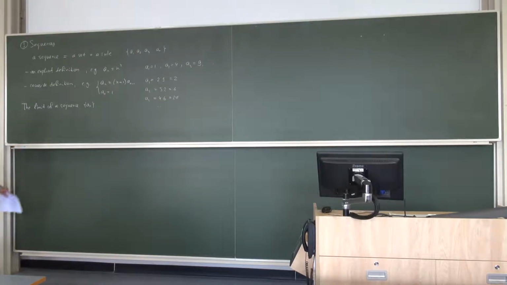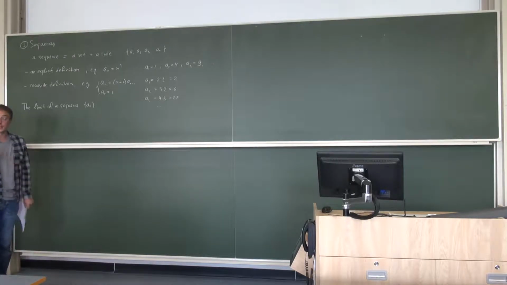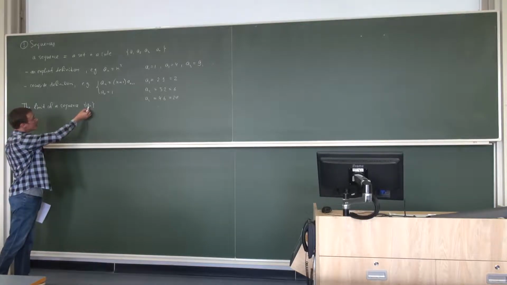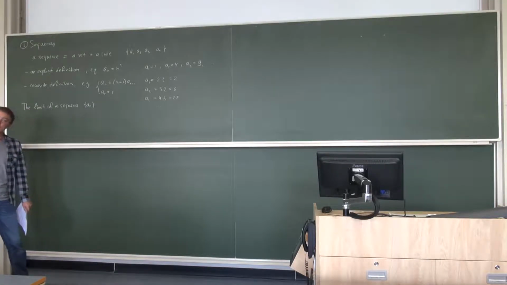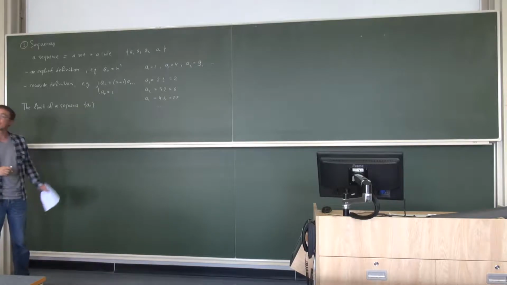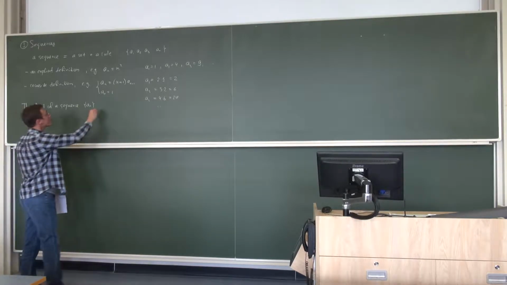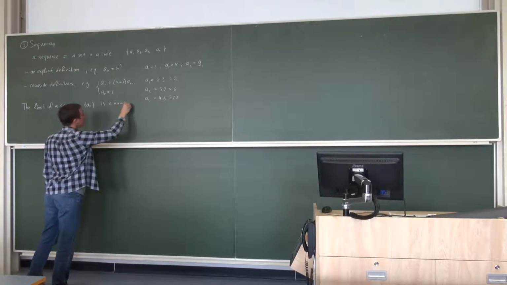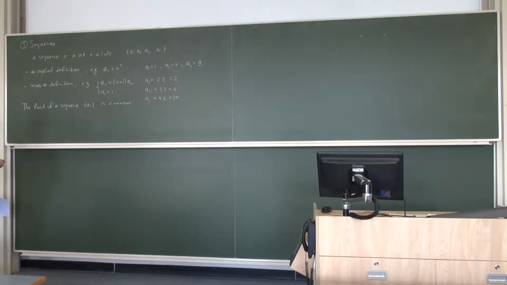The limit of a sequence is the number, if it exists, that is an important qualifier, that this an approaches closer and closer as n becomes bigger and bigger. So, number, very importantly, if it exists. We will see examples when it does not.